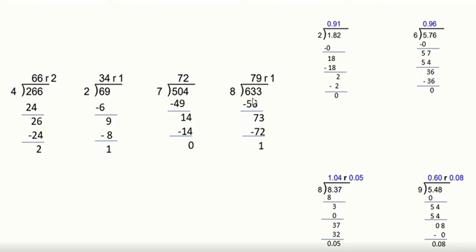Let's move over to this problem. And this problem is 633 divided by 8. We cannot get any multiples of 8 out of 6, so we have to move over to 63. And in this case, what we have to do is see how many times we can get 8 out of 63. And in this case, we have 7. So then we multiply, we write our 7 there, and we're going to multiply the 7 times the 8. That's going to give us 56. We're going to subtract 63 minus 56, and that's going to give us 7.